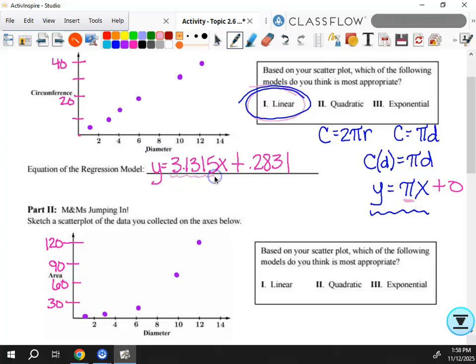Also, your slope right here is pi. Is your slope kind of close to pi? At least 3-ish, right? So this is kind of pi-ish, right? Because pi is about 3.14159, blah, blah, blah.